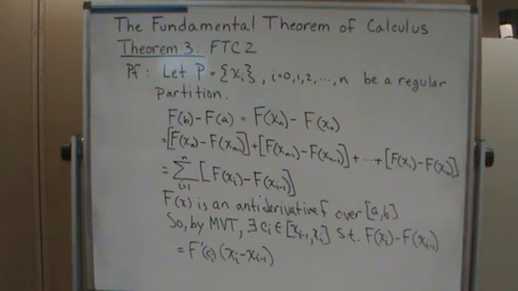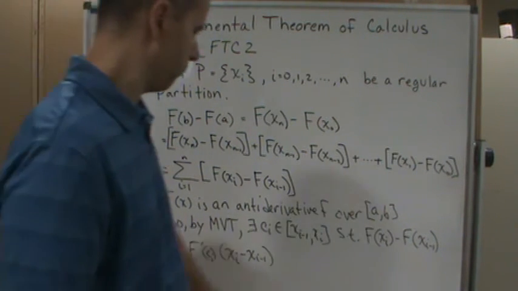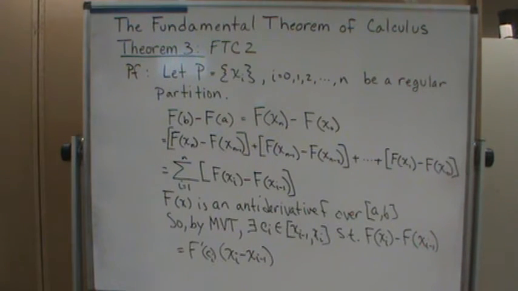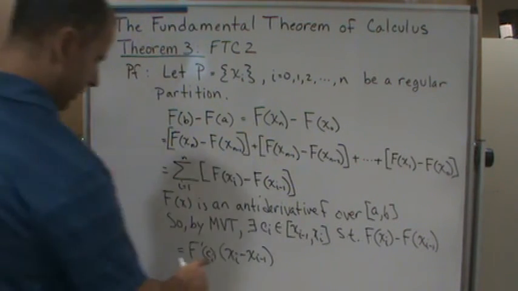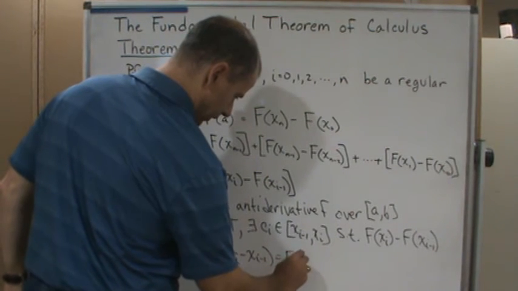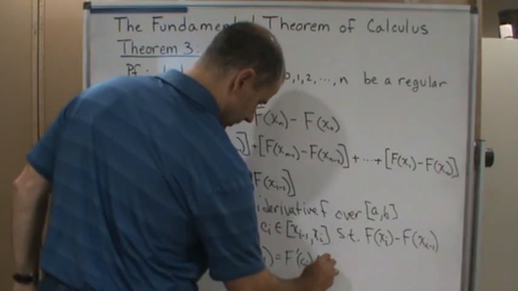So remember, the mean value theorem says that there's got to be a number c in the interval such that the slope of the tangent line at that c value is equal to the slope of the secant line that connects the endpoints of the subinterval. So that's what this is saying. Okay? So now, what is that equal to though? Well, this is just delta x. So let's just write this as F prime of c sub i times delta x.